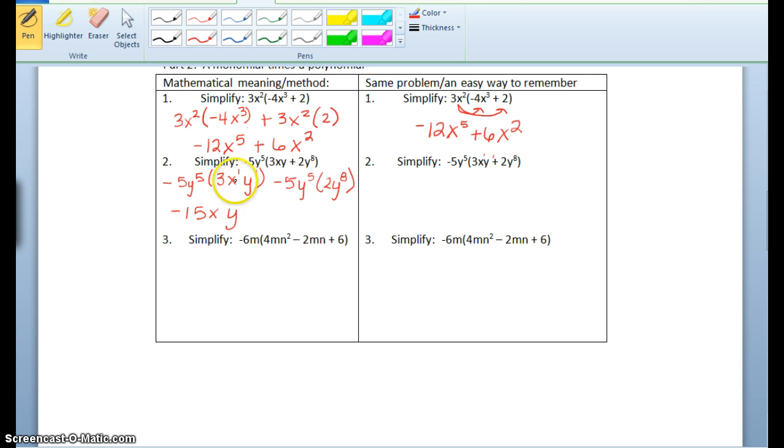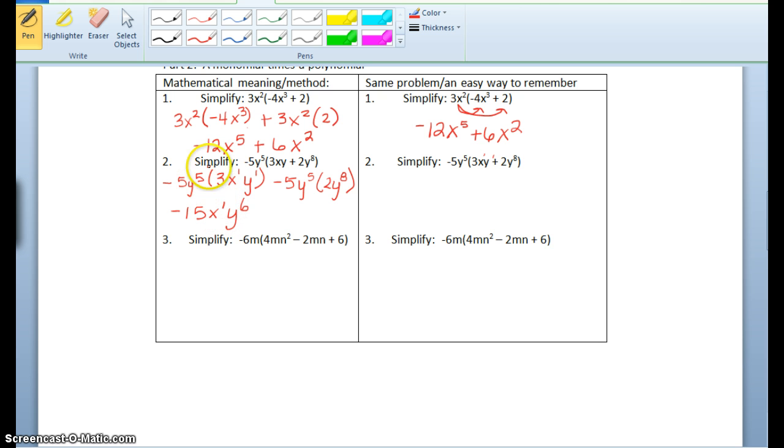Now if you'll look at my x, I only have one x, which is to the first power. So this will be x to the first power or just x. Then with my y's, I have a y to the fifth and y to the first. 5 plus 1 is 6. Notice I didn't add my x and y exponents all together and get a 7 here and a 7 here.